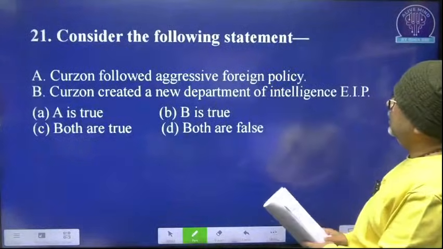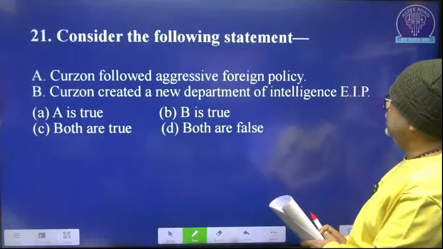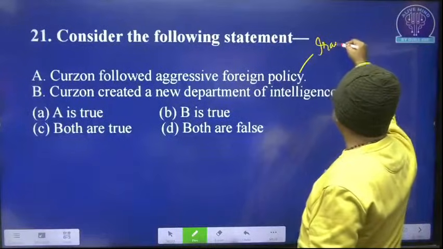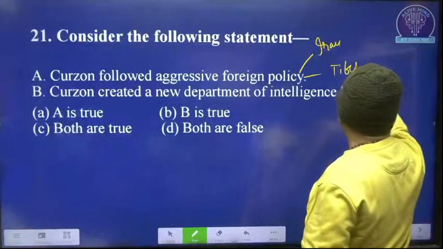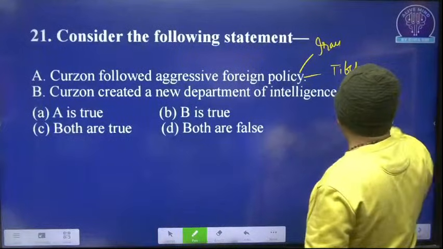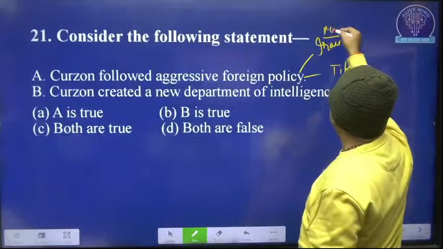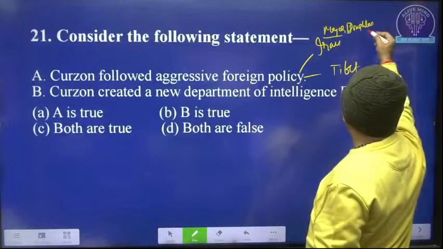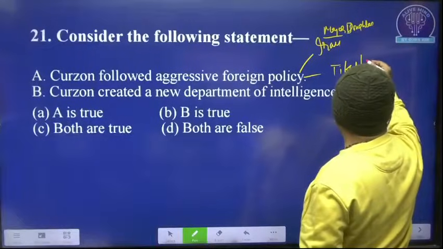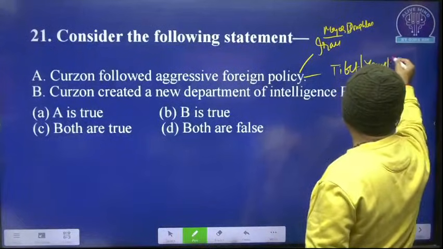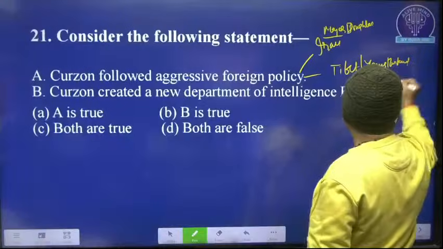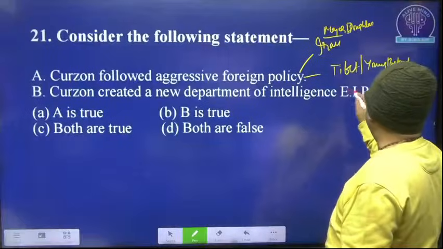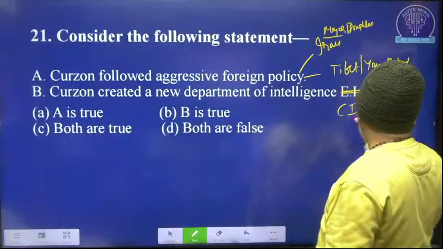Consider the following statement. Curzon followed aggressive foreign policy. Yes. Who became the victims of Curzon? Iran and Tibet. Who was sent to Iran? Major Douglas. Who was sent to Tibet? Younghusband. Curzon created a new department of intelligence, CID, not EIP, CID.